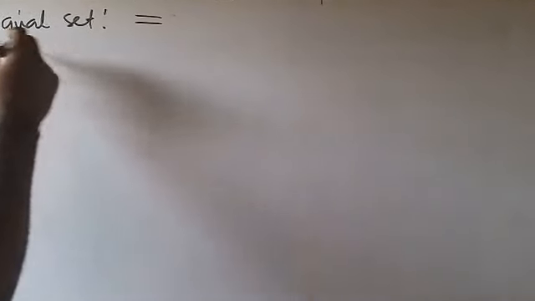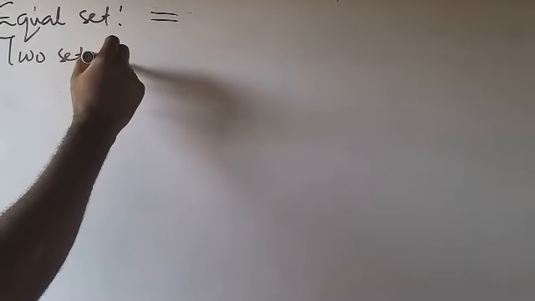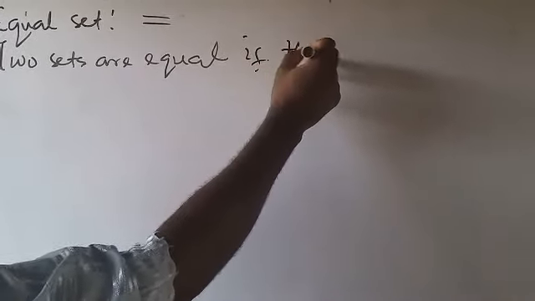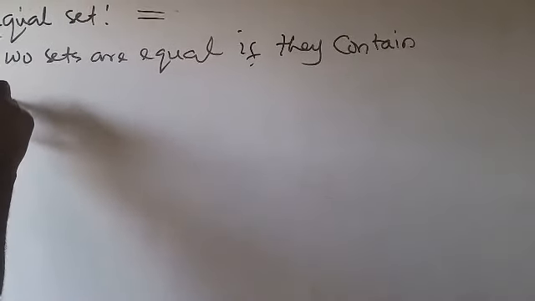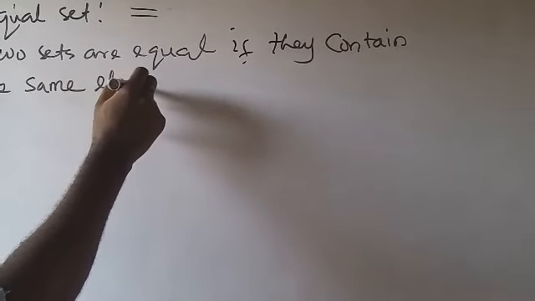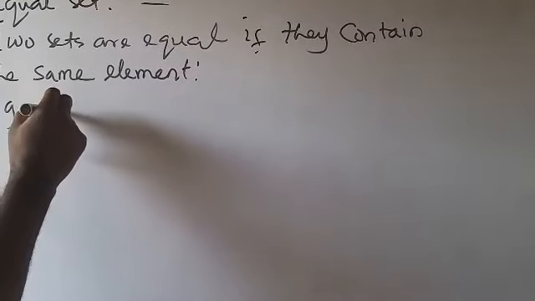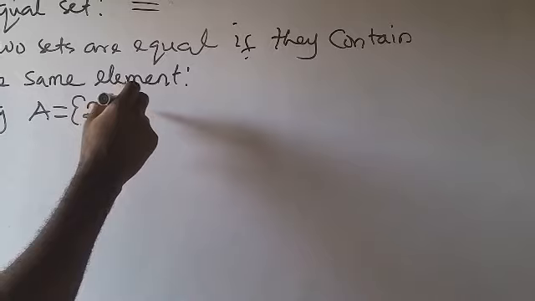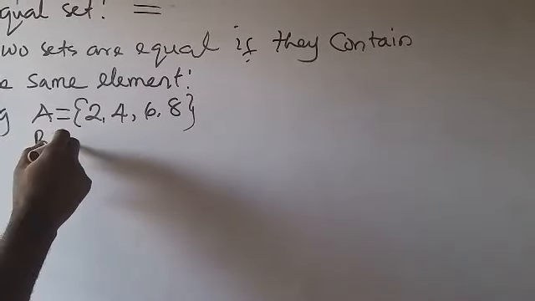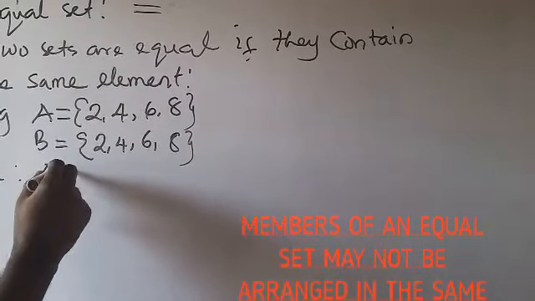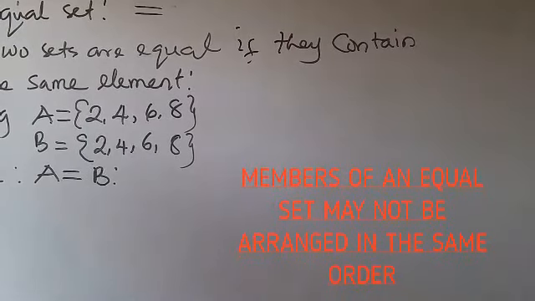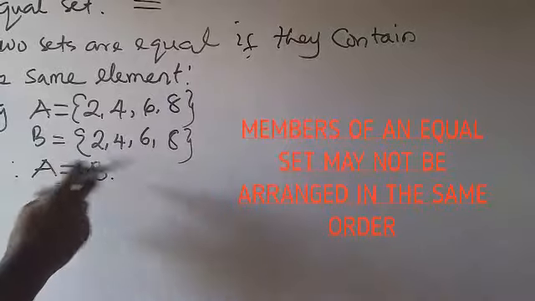The next one is equal set. We say two sets are equal if they contain the same elements. For example, let's say our A is equal to {2, 4, 6, 8}, and we say our B is also {2, 4, 6, 8}. We generalize and say A is equal to B because they have the same elements. You can see 2, 4, 6, 8 and 2, 4, 6, 8. So A is equal to B.